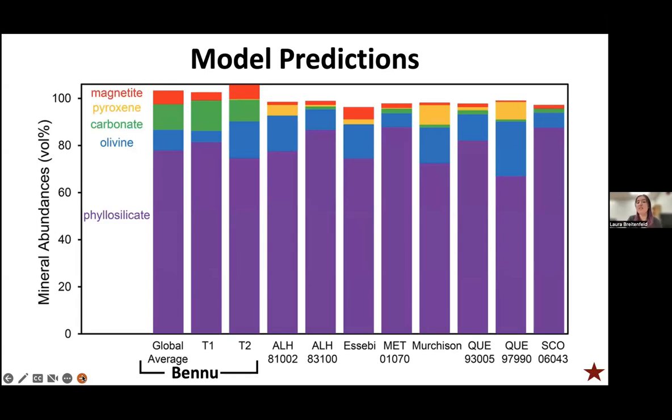After creating these models, I applied the models to global average spectra of Bennu. You can see on the left, I have a global average spectrum, and then comparing those to meteorite spectra, or meteorite quantitative abundances of the mineralogy through quantitative XRD. When we compare Bennu to materials we expect it to be similar to, we have comparable phyllosilicate predictions with high carbonate and high magnetite predictions.